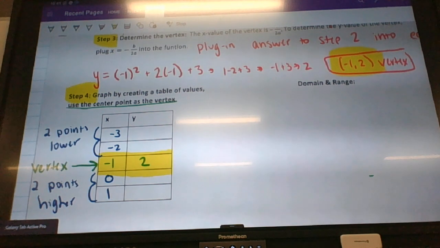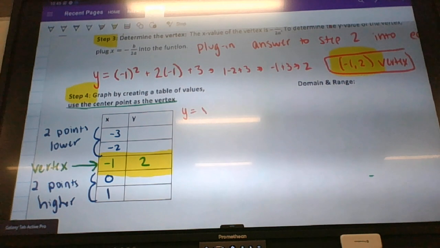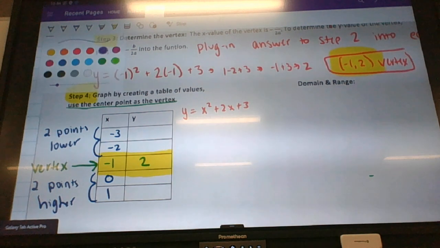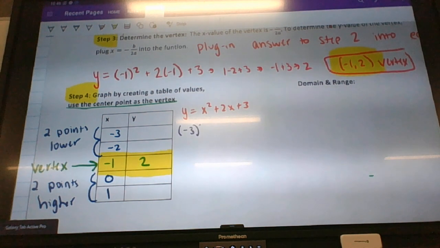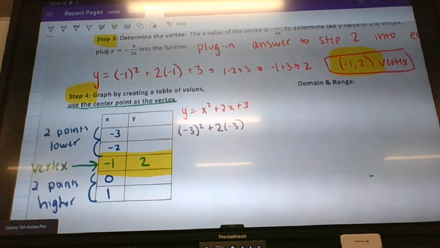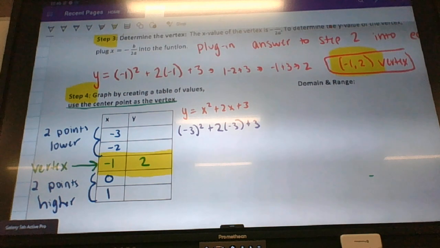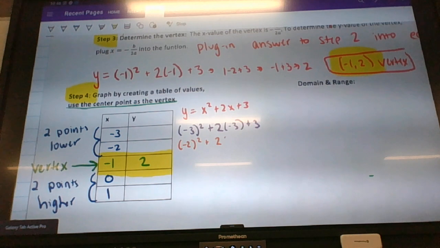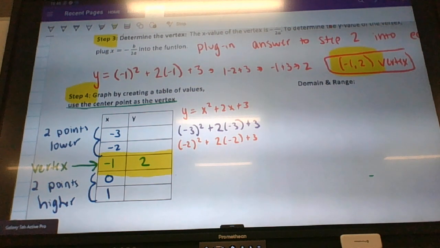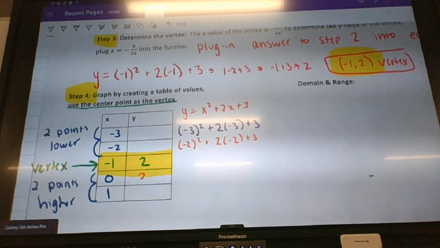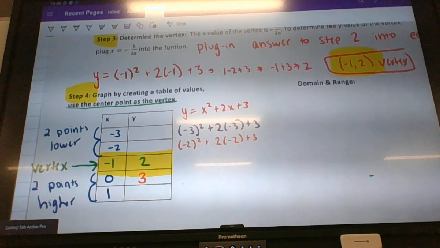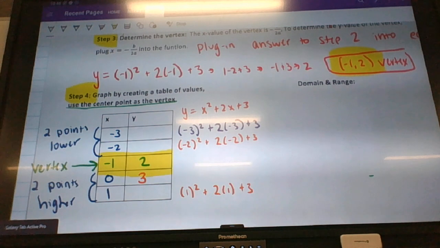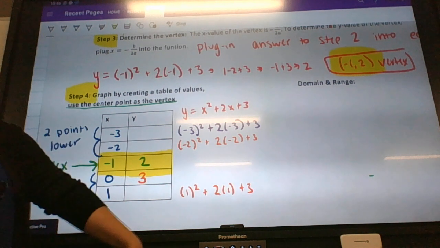All right, we're plugging all of these into the problem. And so y equals x squared plus 2x plus 3. So this is your chance to practice that. See if you can get the right number out. -3 squared plus 2 times -3 plus 3. I'm not going to plug in the 0 because I already know that's the y-intercept. So I'm going to pause for a minute and give you guys a chance. Try to simplify and get the right number out.